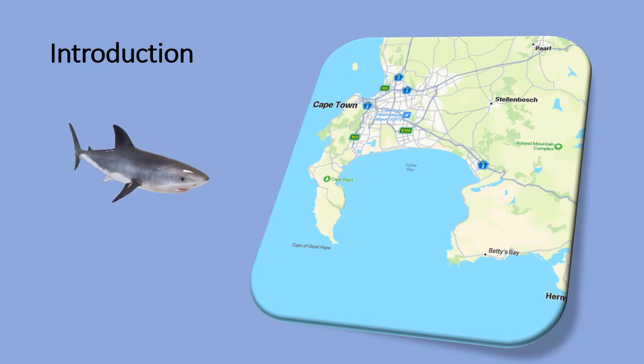Today, we'll explore the use of technology, specifically mapping software, for ecological conservation. In today's activity, we'll be looking at data that has been collected on the presence of various shark species around the coast of South Africa.